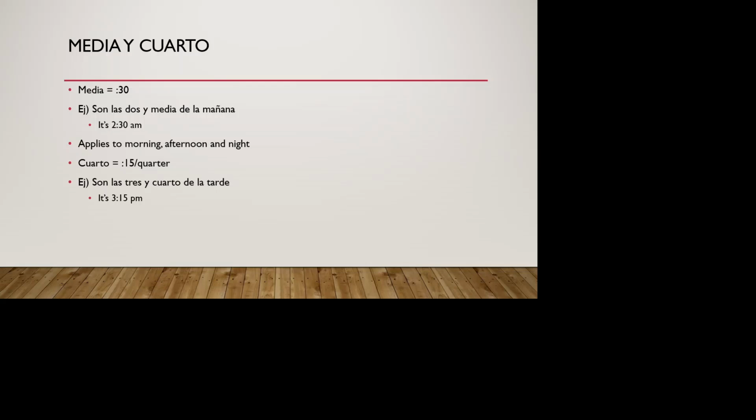And we have the same idea in English too. Then it can be combined with menos, like we just went over in the previous slide. So you could say "son las 10 menos cuarto de la mañana," meaning it's 9:45 a.m. or it's a quarter till 10. So it does seem a little confusing at first, but it's really not that bad.